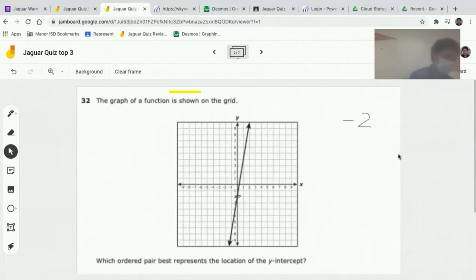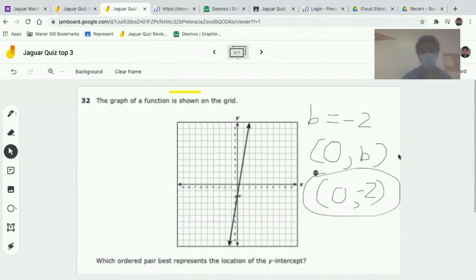So b equals -2. So the coordinate, when you write a y-intercept, it's always going to be x will always be equal to 0. And then the y-intercept is what goes here. So 0 comma y, y being the y-intercept, or b. We'll label this b. Our y-intercept. So in this case, we got our answer to be -2. So 0 comma -2 is our answer. I should have this written down on your paper. So write down what I'm writing down.